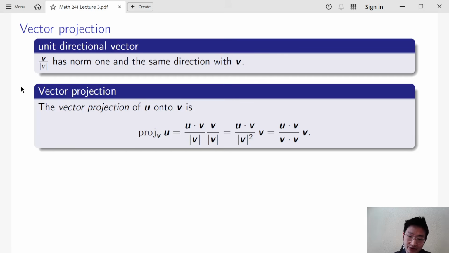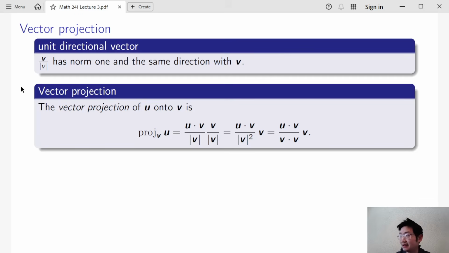So the vector projection is equal to the scalar projection times the unit directional vector. It is the product of the dot product of u and v over the norm of v, and v over the norm of v. So it is the dot product of u and v over the square of the norm of v, times v.